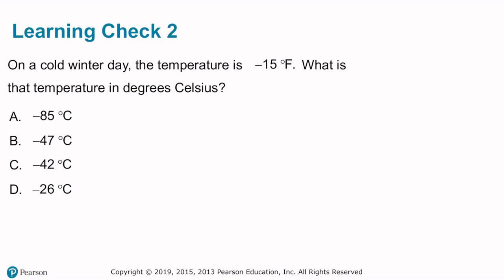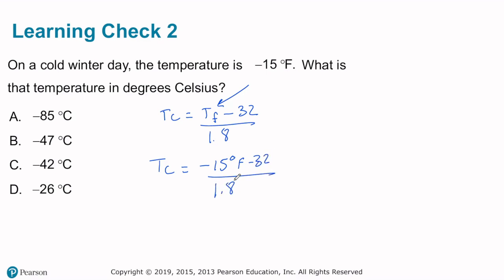On a cold winter day, the temperature is negative 15 Fahrenheit. What is the temperature in degrees Celsius? Here's the formula for converting Fahrenheit to Celsius. So we just need to plug our value in for the T sub F. So the temperature in degrees C is equal to negative 15 degrees Fahrenheit minus 32, over 1.8. So that's equal to negative 47 divided by 1.8, which brings us to negative 26.1 degrees C.